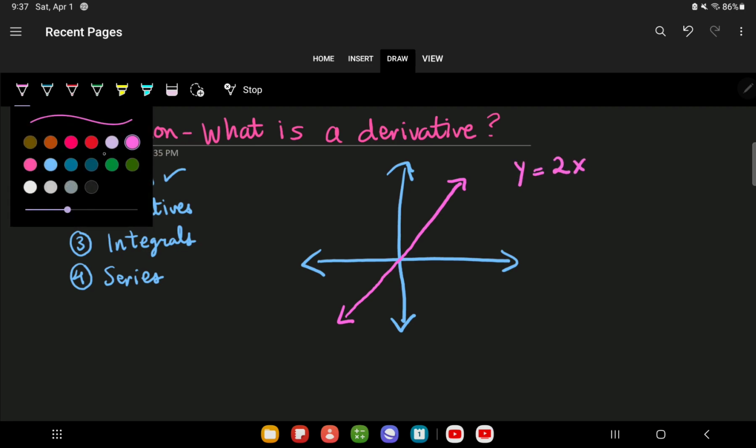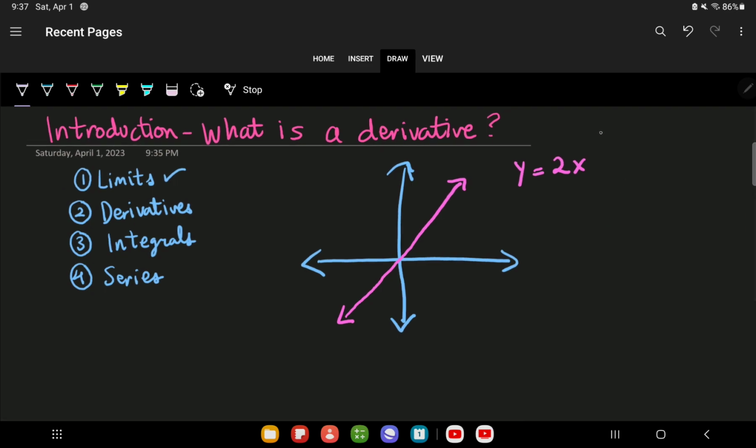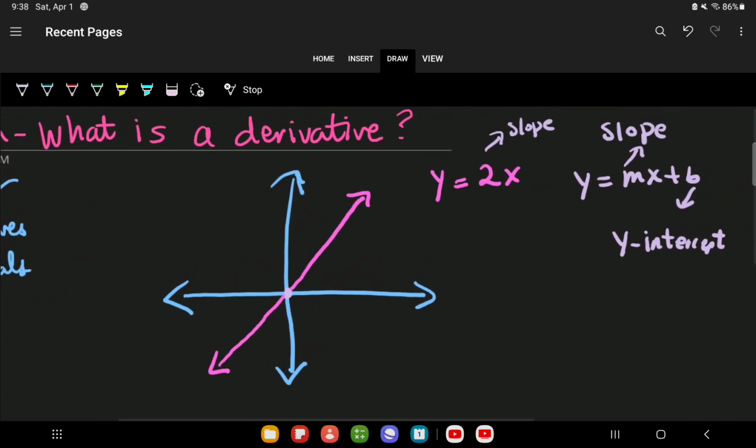Remember, a linear function has the form y equals mx plus b, where m is your slope and b is your y-intercept. So in this y equals 2x, 2 is your slope, and there is no plus b, so the y-intercept is just 0. And what does the slope mean? Right, so let me zoom in a bit further.